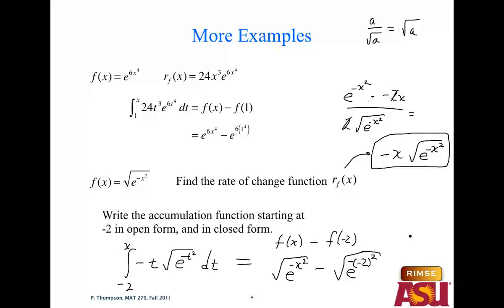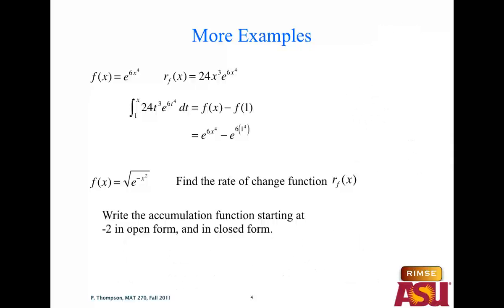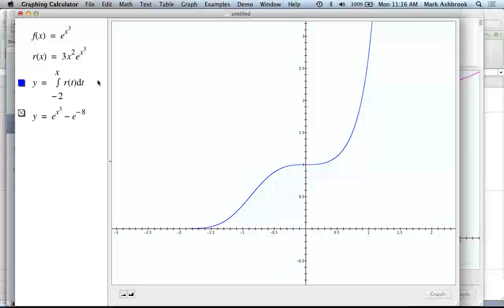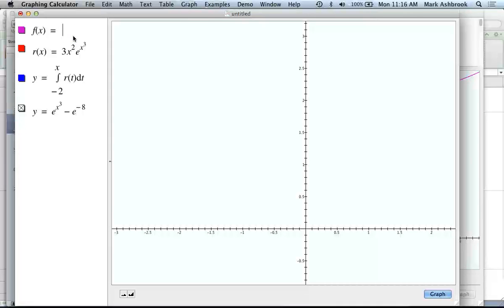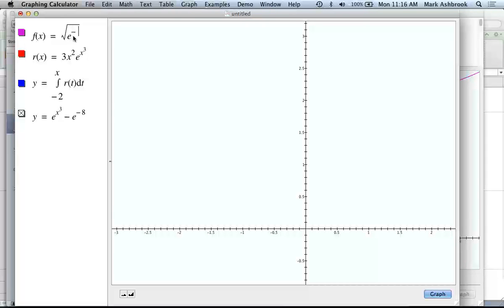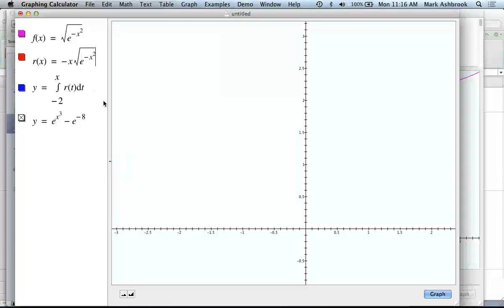Are we good? So let's check this one on the graphing calculator. Can I erase? Last chance. Okay, so what was our original function? Square root of e to the negative x. And for our rate, we got negative x times this, right? Copy and paste. How's it look? And it was at -2?